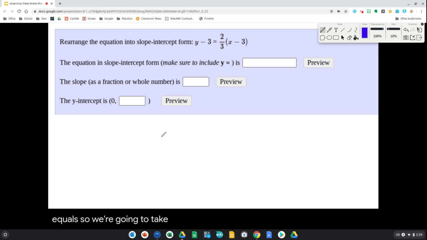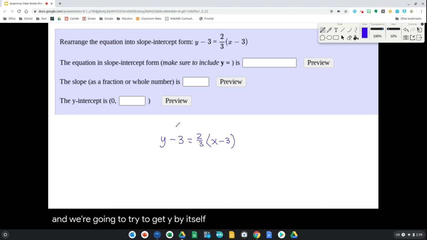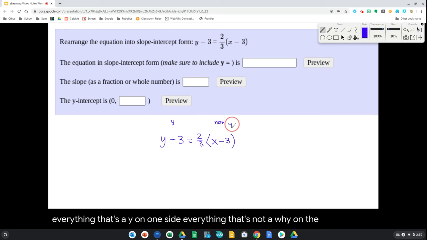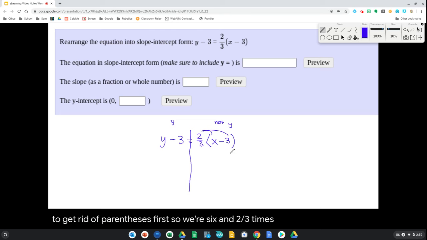So we're going to take this equation, y minus 3 equals 2/3 times (x minus 3), and we're going to try to get y by itself. In other words, we're going to put everything that's a y on one side, everything that's not a y on the other side. Before we can do that, though, remember, in an equation, we always want to get rid of parentheses first. So we're going to do the parentheses. We're going to take 2/3 times x and 2/3 times -3.